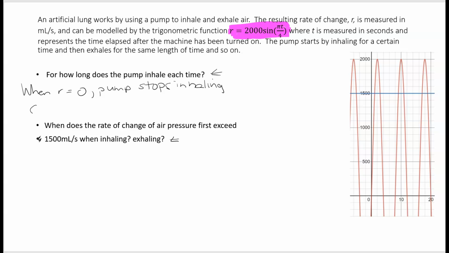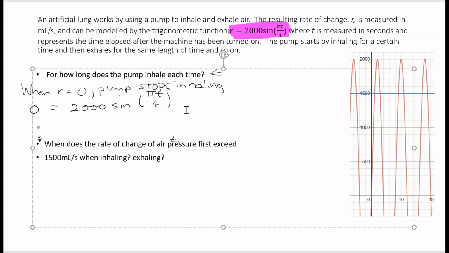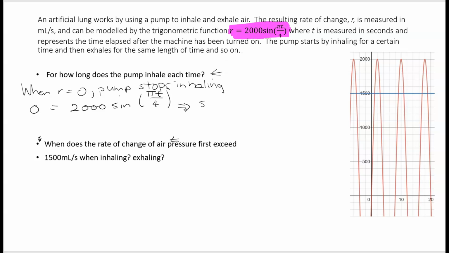So we have to solve 0 equals 2000 sine pi t over 4, and again I'm just going to make myself a little more room. So taking inverse sine of each side, and that means that pi t over 4 equals 0 or pi. And again, 0 doesn't make much sense, so we're just going to say pi t over 4 equals pi, so therefore t is equal to 4 seconds.